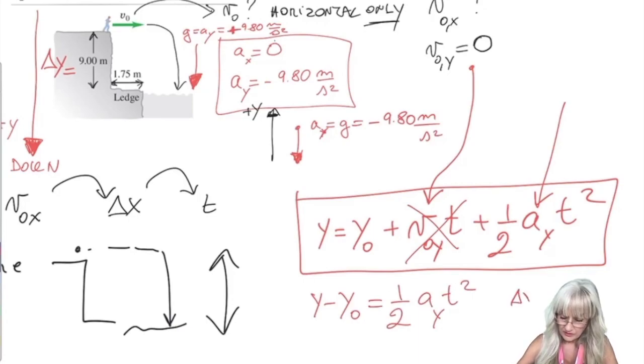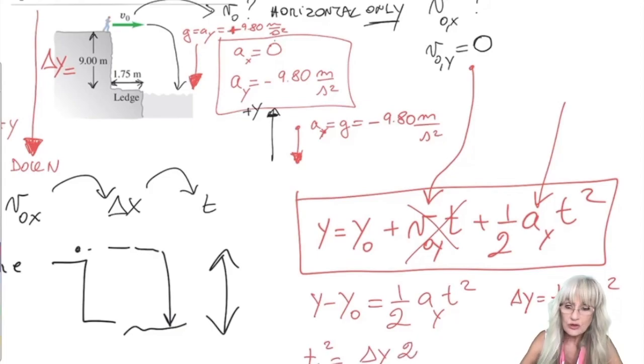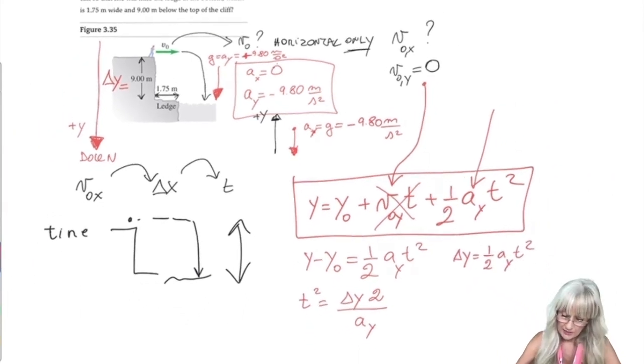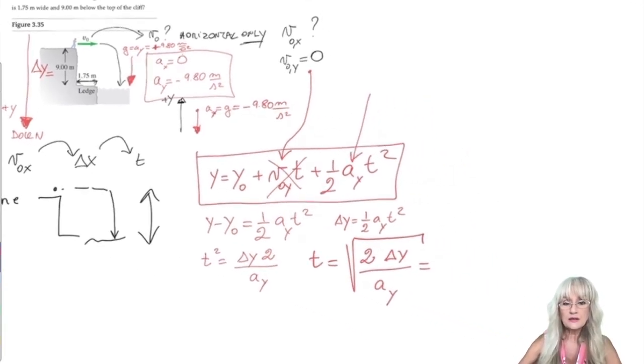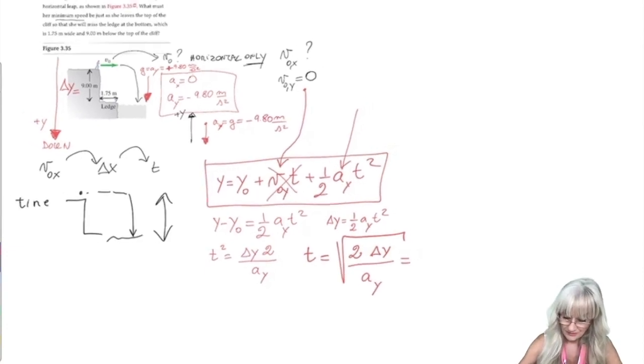So this is equivalent to saying delta y equals one half a times t squared. I'm going to solve it for the time. So t squared: delta y stays there, the 2 goes next to delta y, and the acceleration goes in the denominator. Let me write it down more elegantly as the square root of 2 delta y over a. So I'm going to plug in all the values I have. I'm in great shape.